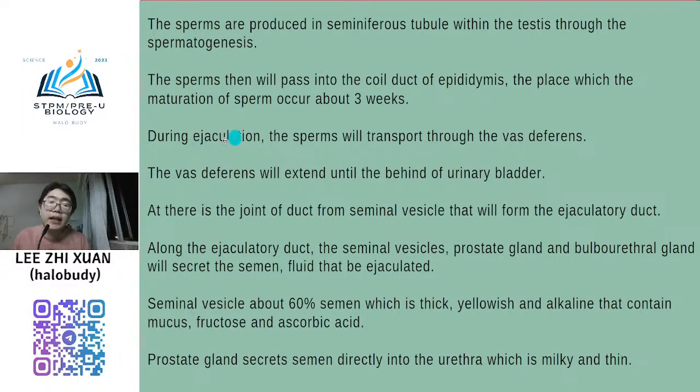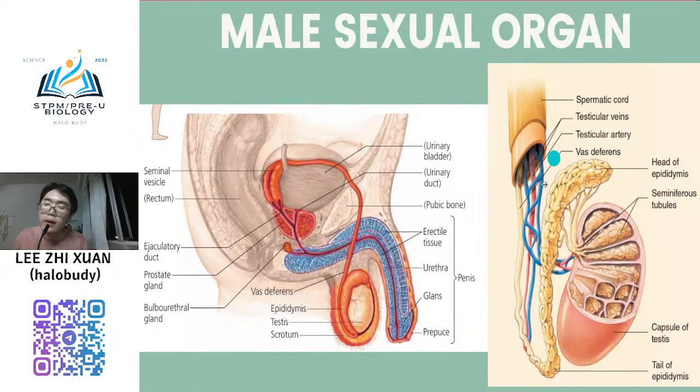After that, when ejaculation occurs, which is a male sexual activity, the sperm will be transported through the vas deferens. You see this structure. If no ejaculation process occurs, the sperm will be stored in the epididymis first.